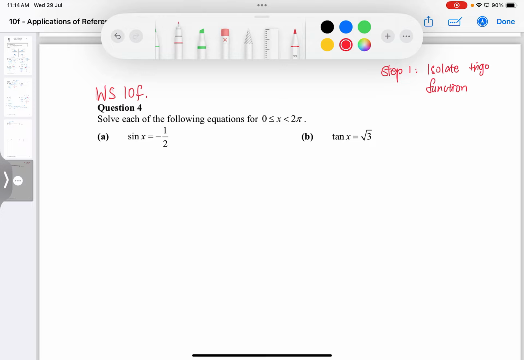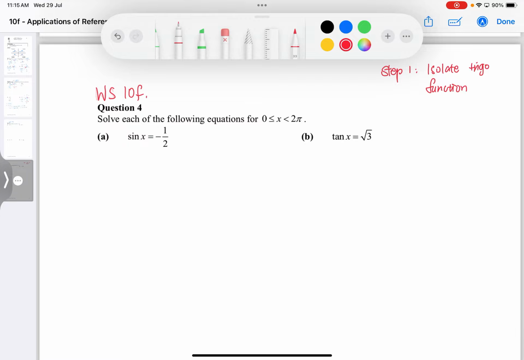Step 1, isolate the trigo function. Why do I put this as step 1? Because later you will see some of the equations are not so direct. You cannot just solve; you have to do a bit of work first. Like with quadratic equations, I will not give you all in a form where you can straight away apply the quadratic formula. I will give you something, you have to expand and move everything to one side. Same idea here.